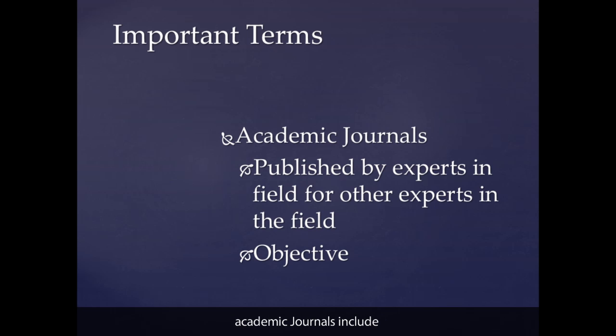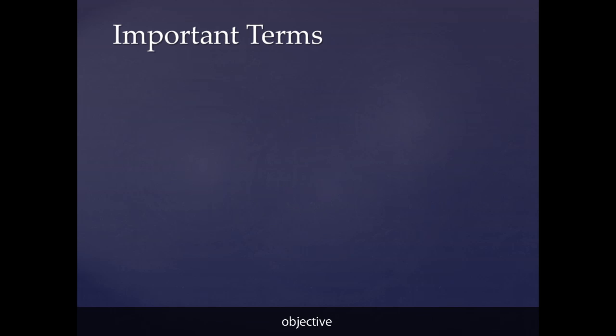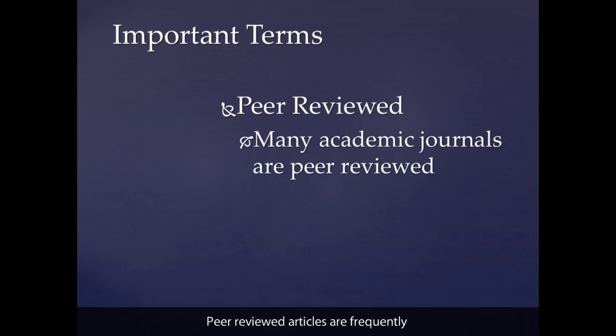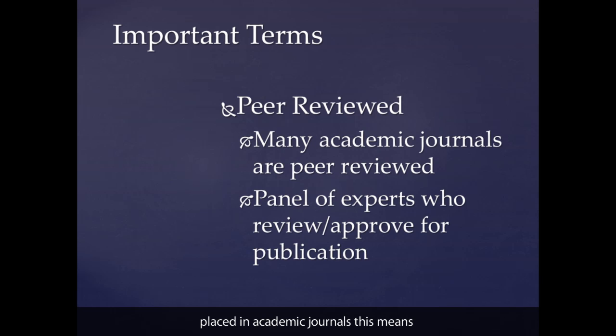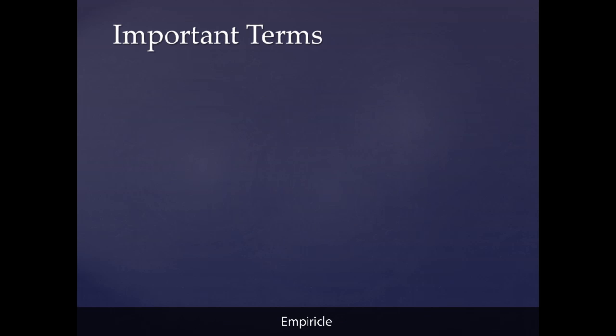Academic journals or articles include articles published by experts in the field for other experts in the field and are considered objective. Peer-reviewed articles are frequently placed in academic journals. This means that the article has been reviewed by a panel of experts who have approved it for publication.